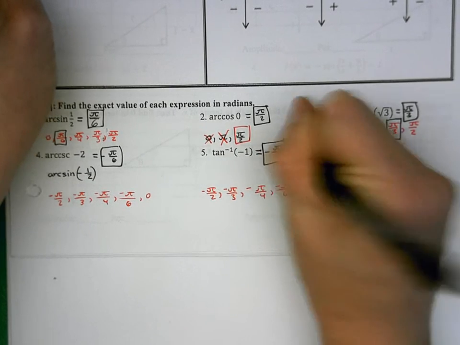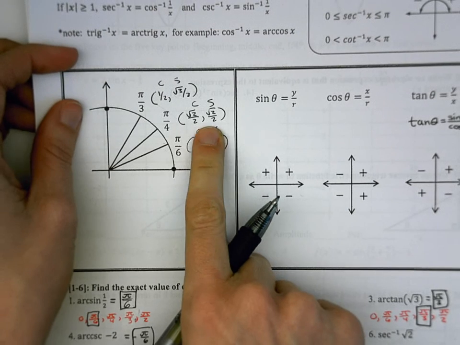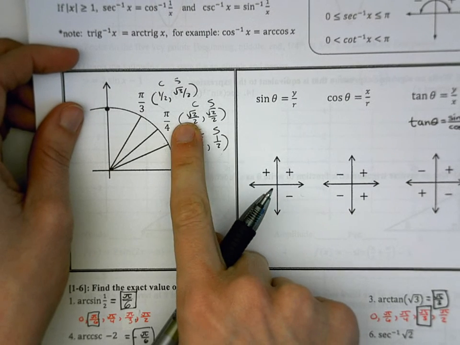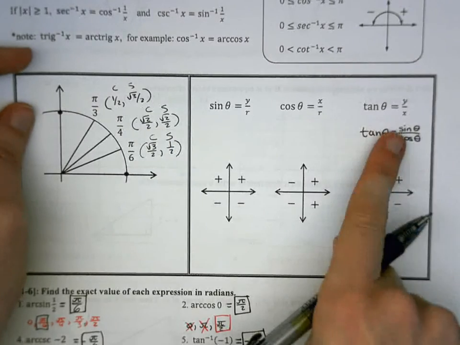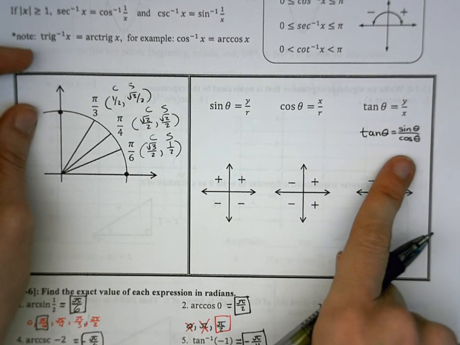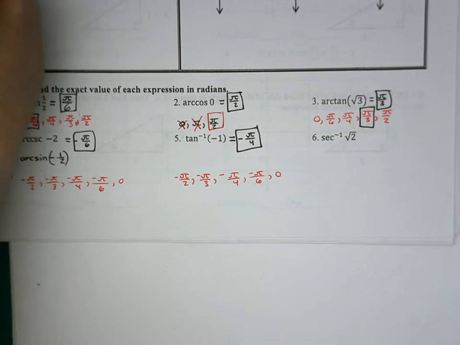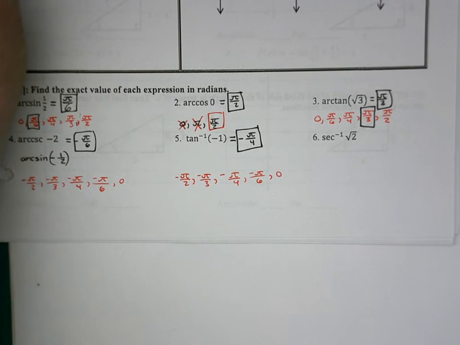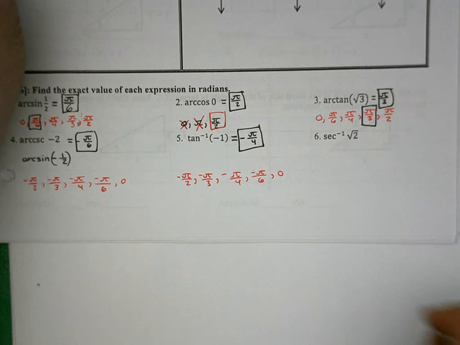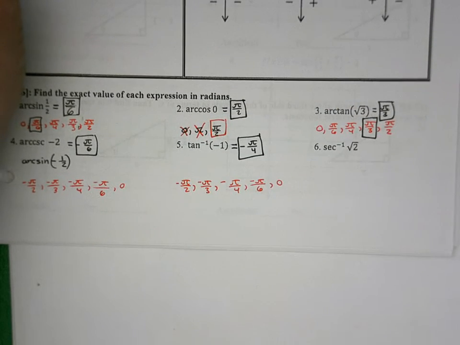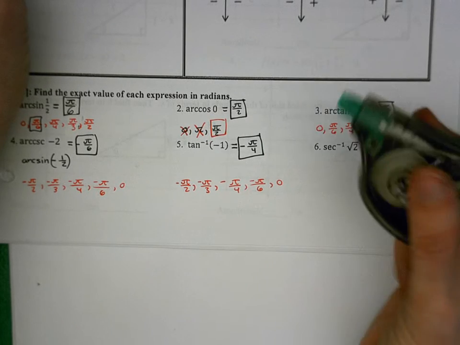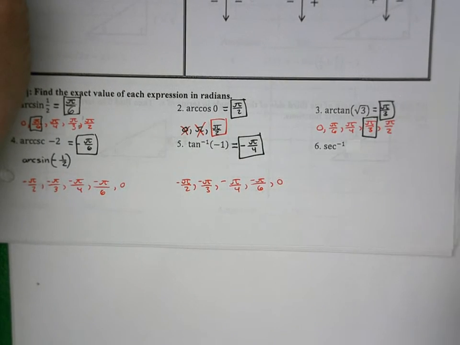Because pi over 4, if I did my sine over my cosine or my y over my x, root 2 over 2 divided by root 2 over 2 is 1 for tangent there. Negative 1, so negative pi over 4 for the fourth quadrant. Okay, and then arcsecant of root 2. Now for this one in class, I did modify this one to make it negative root 2, so let's go ahead and change that to negative root 2.